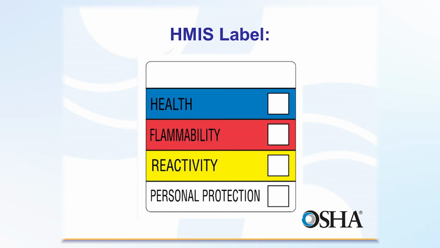HMIS label. Here is an example of an HMIS label. On this label, there will be a number in the box beside health, flammability, and reactivity. In the box beside personal protection, there will be a letter. In order to know which hazards are present and the PPE needed for a chemical with this label, you would need to consult the HMIS Hazard and PPE Index.